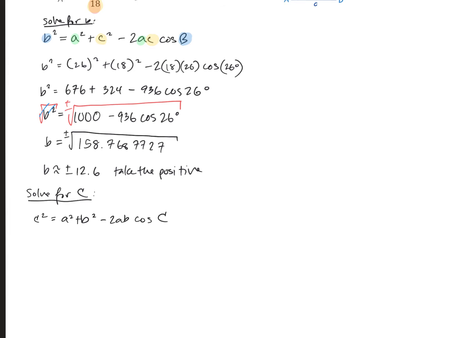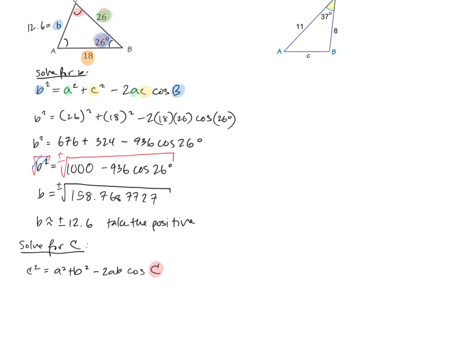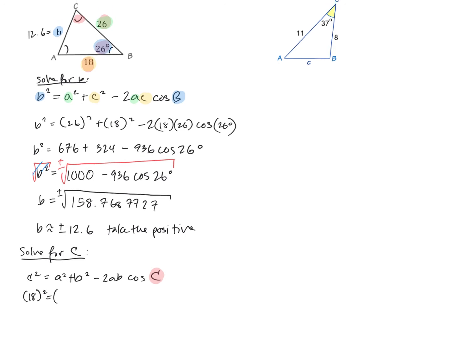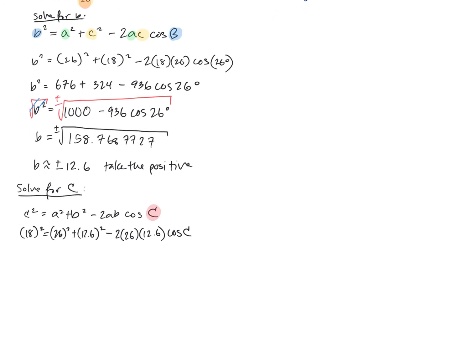Now this time we're trying to solve for the angle c right there, which means we're solving for that value. So we'll plug in all of our other values. c is 18 equals, and then we have 26 plus 12.6 squared minus 2 times 26 times 12.6, and then cosine of c, which is what we're solving for again.